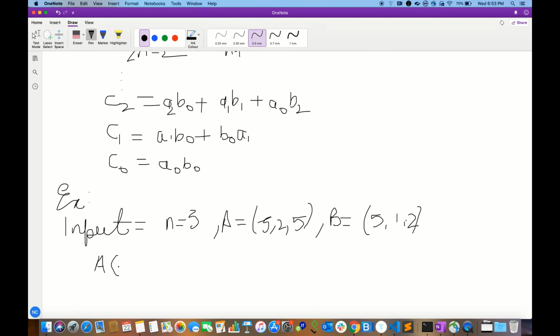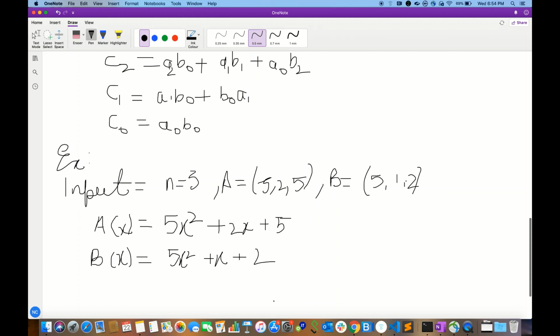To make it clear to you, I'm just writing the formal equation, what it looks like. 5 being the coefficient and x to the power, since n is equal to 3, so it will be 2x plus 5, and equation B will look like 5x square plus x plus 2, and we need to give the output coefficient of the product polynomial.